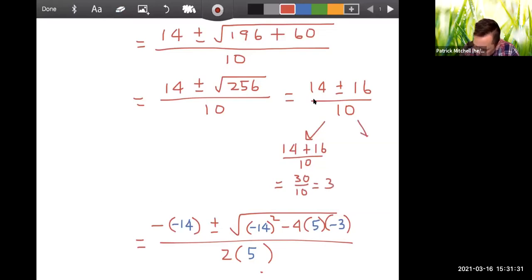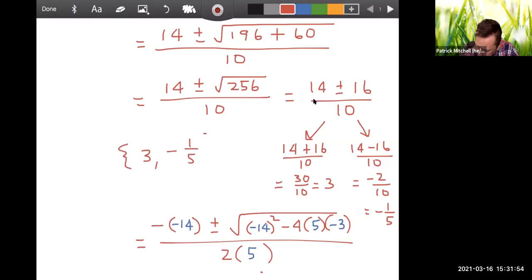And the other solution is 14 minus 16 over 10. 14 minus 16 is negative 2. Negative 2 over 10 simplifies to negative 1/5. So this equation has two solutions. Those two solutions are 3 and negative 1/5.